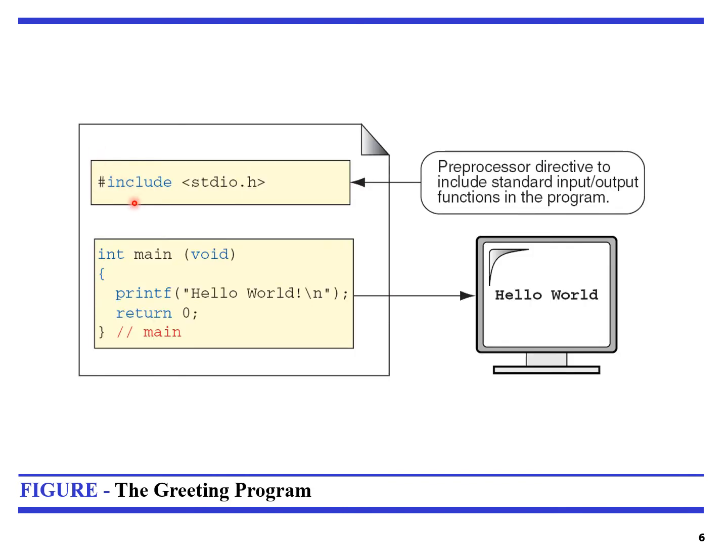The figure shows the greeting program, or hello world program. It starts with the statement hash include stdio.h. This is a preprocessor directive to include standard input output functions in the C program. Also, this program contains one printf statement, that is hello world. This printf statement is used to display the hello world message. Generally, the printf statement is used to display output messages. So after executing this C program, you will get the hello world output on your computer screen.